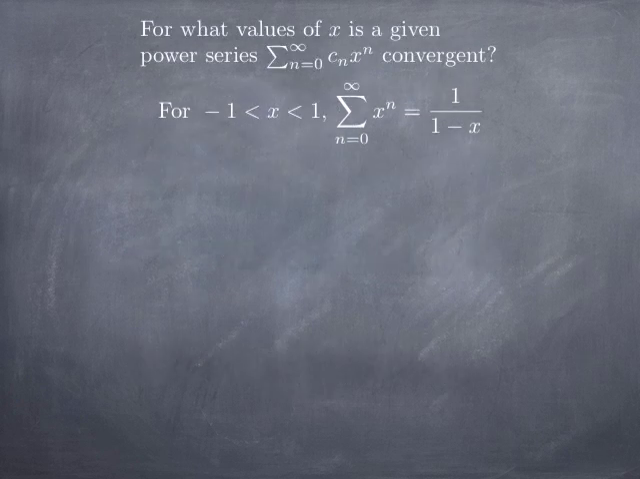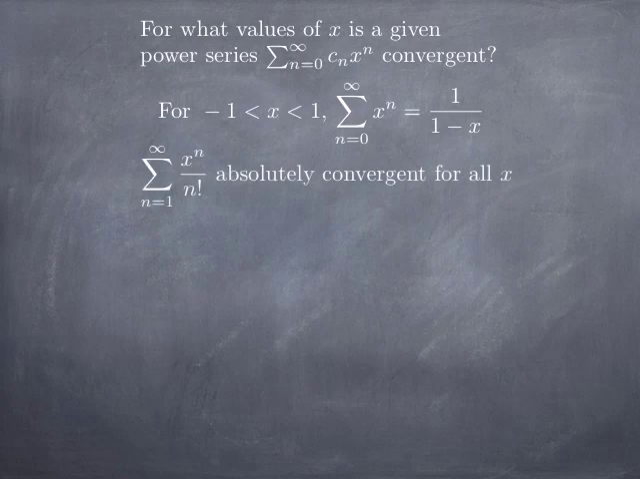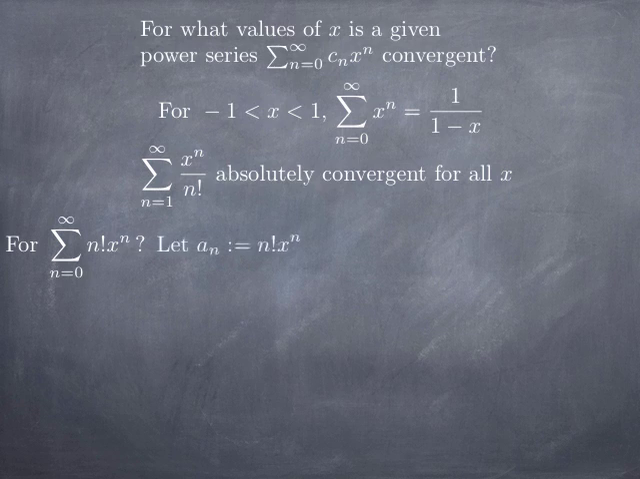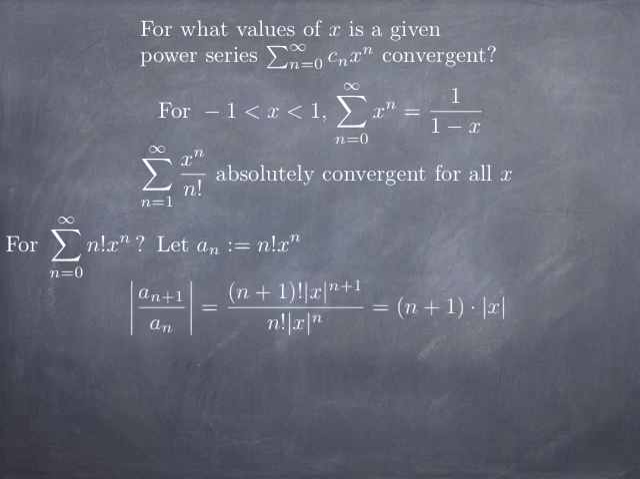So we've seen an example where it's convergent on an open interval, an example where it's convergent everywhere. And let's look at this other example where the coefficient Cn is just n factorial. We're going to look at convergence in terms of the ratio test, and therefore calling an the general term n factorial x to the n, we look at the absolute value of the ratio of two consecutive terms. So we get n plus 1 factorial absolute value of x to the n plus 1 divided by n factorial absolute value of x to the n.